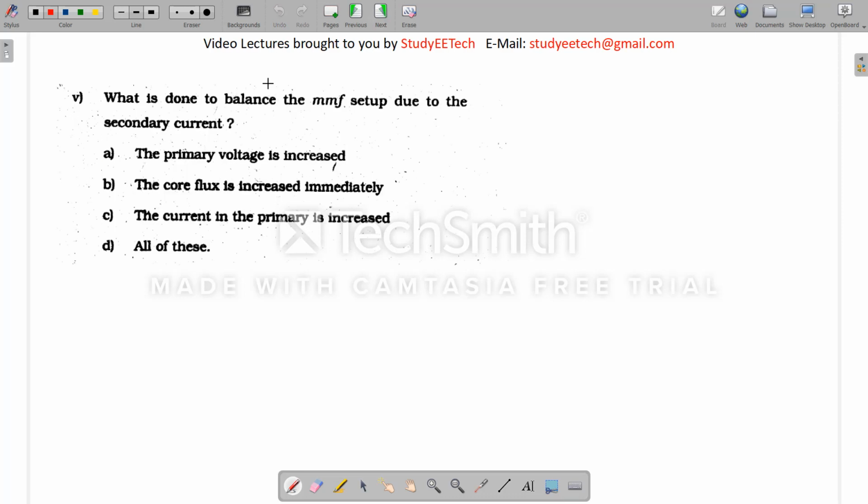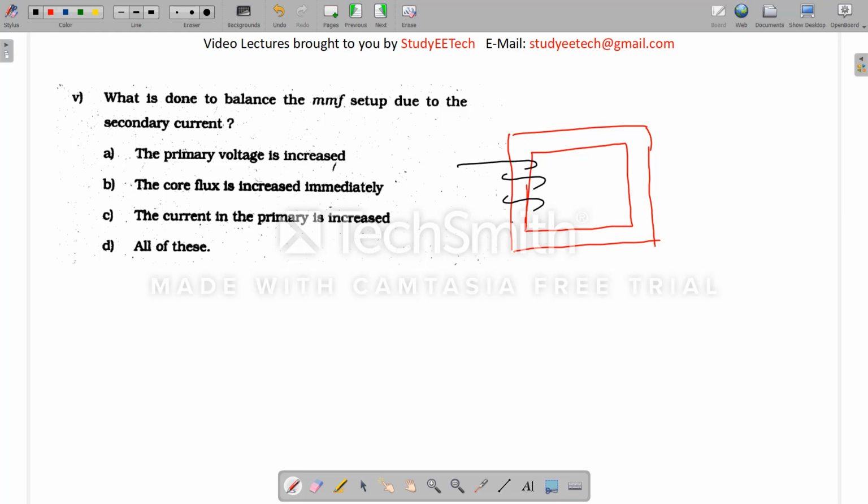Next question, what is done to balance the MMF set up due to the secondary current? We have also discussed this question previously. Transformer is a mutually coupled device. So primary and secondary are coupled via magnetic flux, and the magnetic flux is in this core. So this is the primary and this is the secondary, right? If some load is connected here, what will happen? It will draw extra current. From where will this extra current come? From this source, because primary means the source is connected, and secondary means the load is connected.